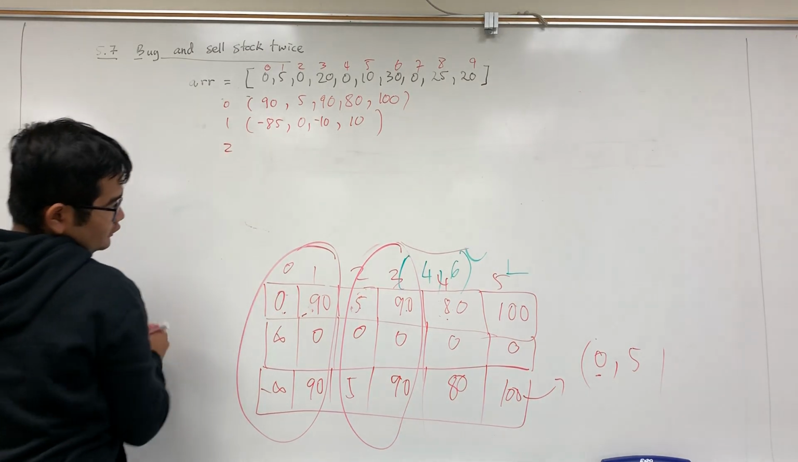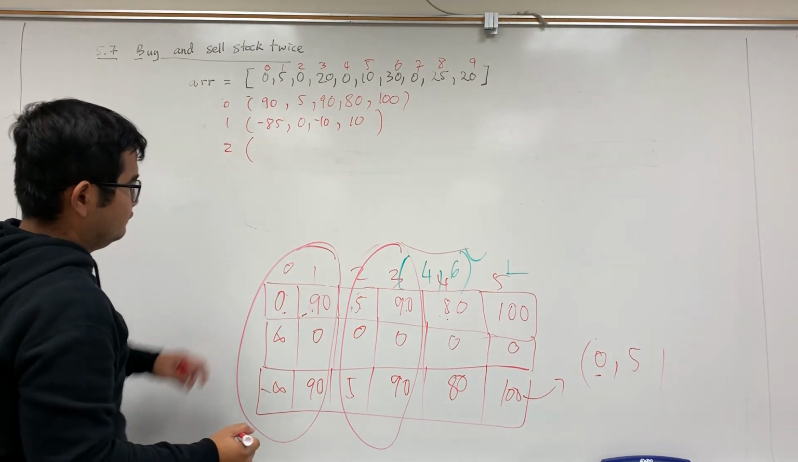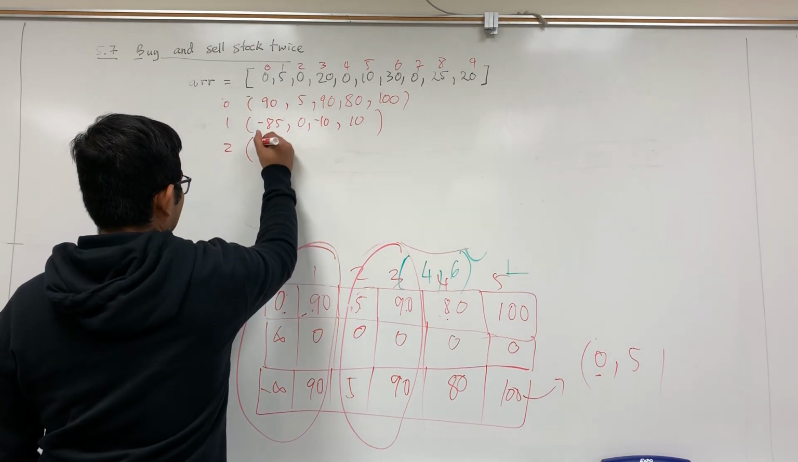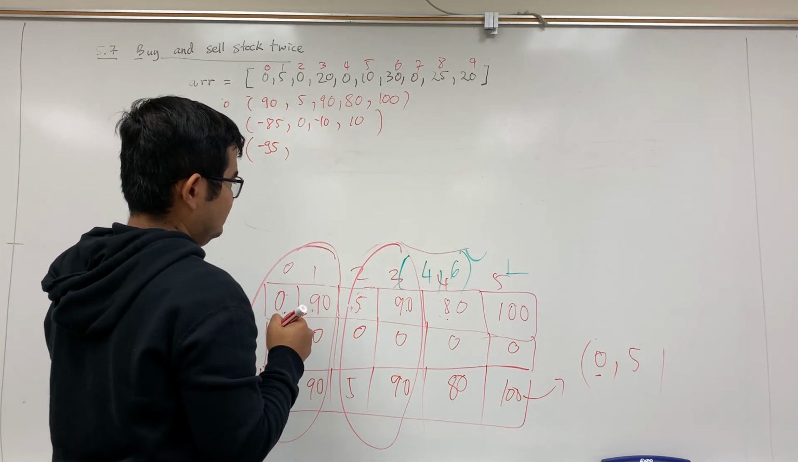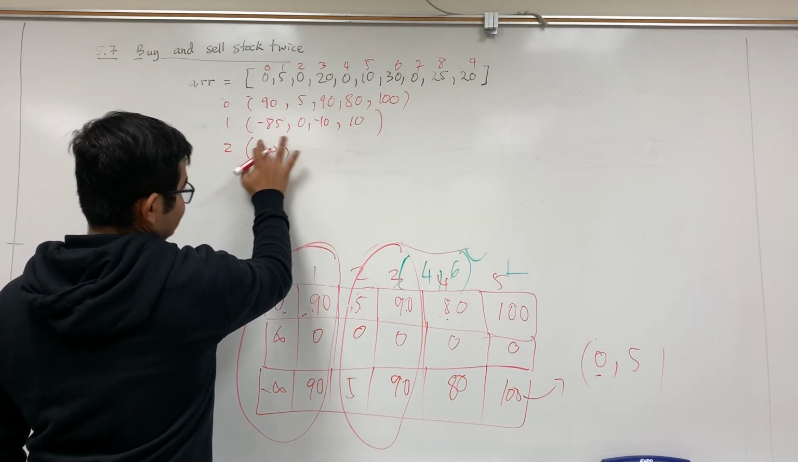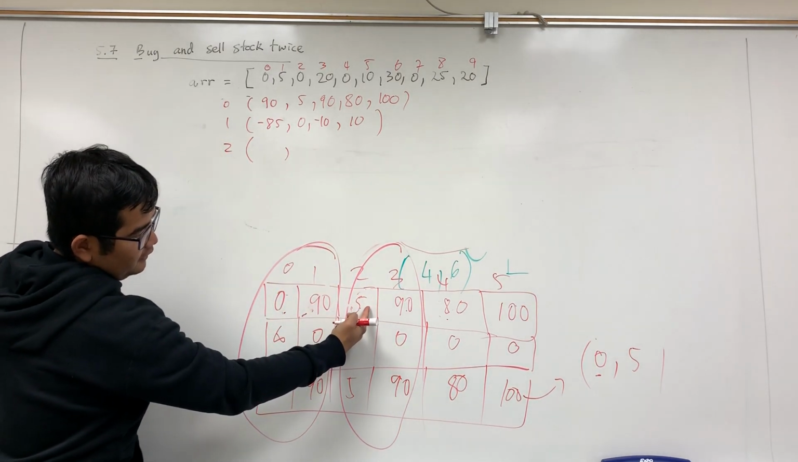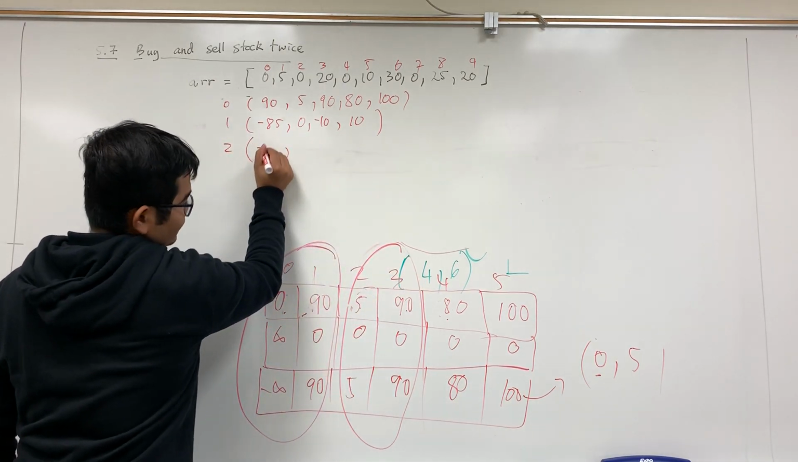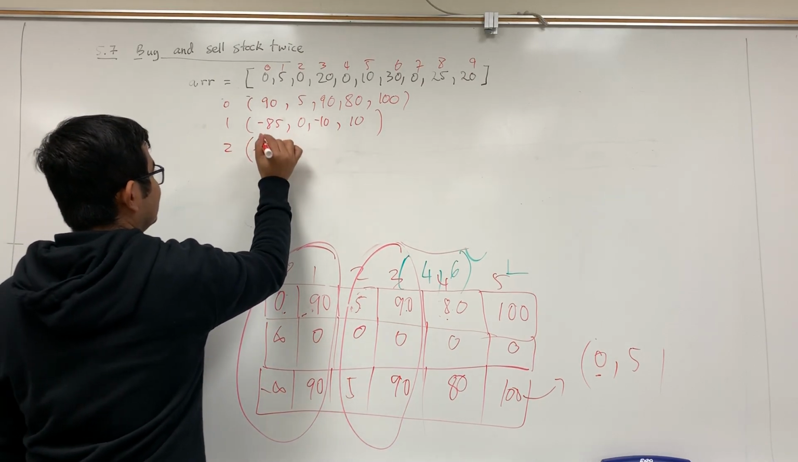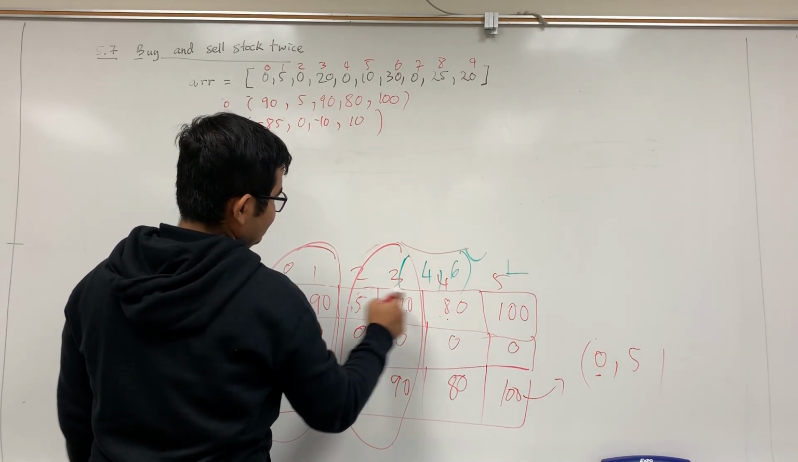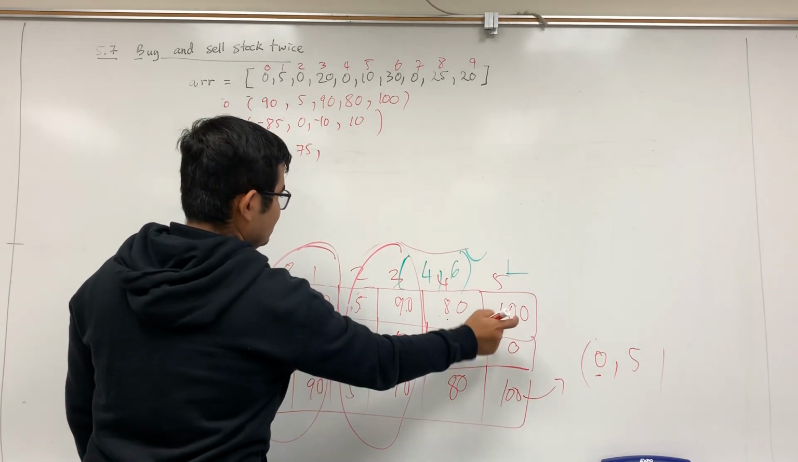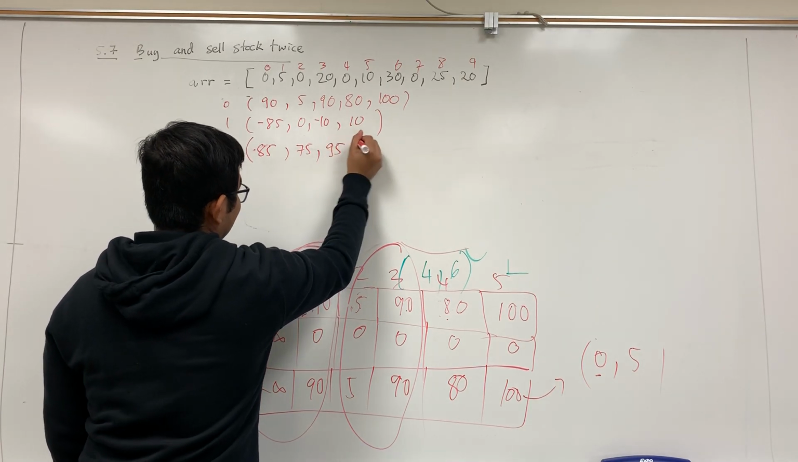If I buy at index 2, I'm going to have 5 minus 100, which is minus 95. And then, oh no, skip a step. So if I buy at 5 and I sell at 90, I would get negative, no, it's not negative, it's 85. 80 minus 5 is 75. 100 minus 5 is 95.